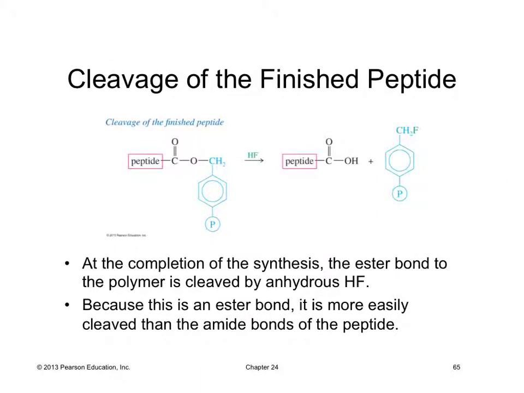You can cleave the finished peptide, so here's your peptide on your polymer, and you can cleave it off the polymer resin by essentially treating it with hydrofluoric acid and anhydrous conditions. Because this is an ester bond, it is more easily cleaved than the amide bonds of the peptide, so the amide bonds stay intact, and then this will essentially cleave.